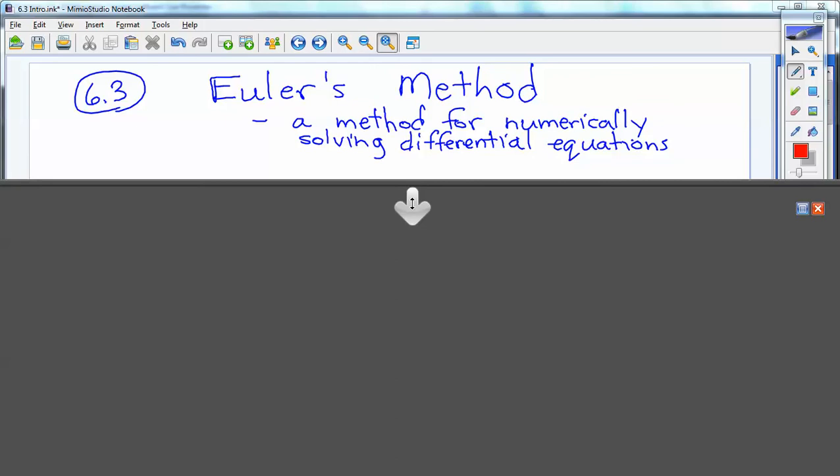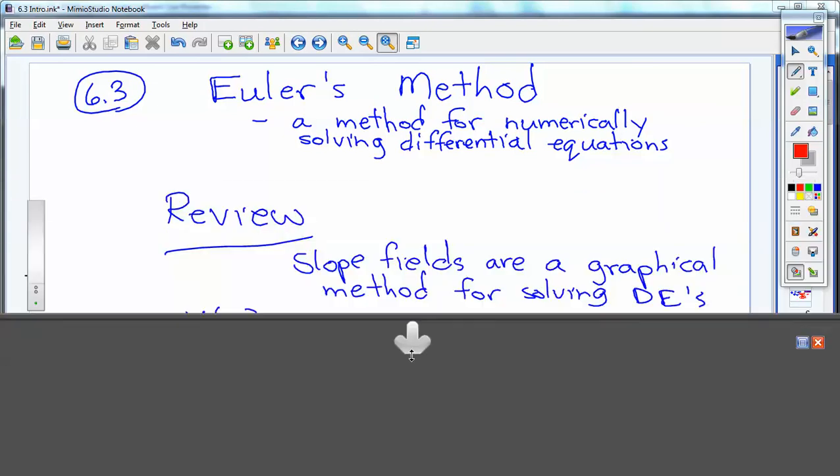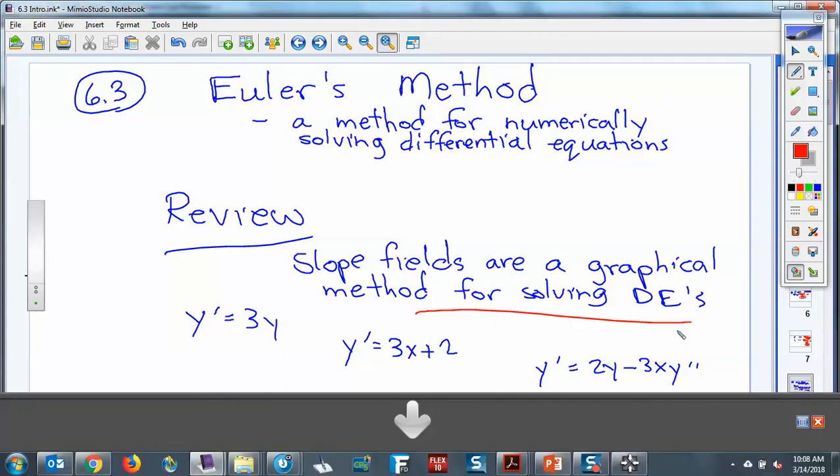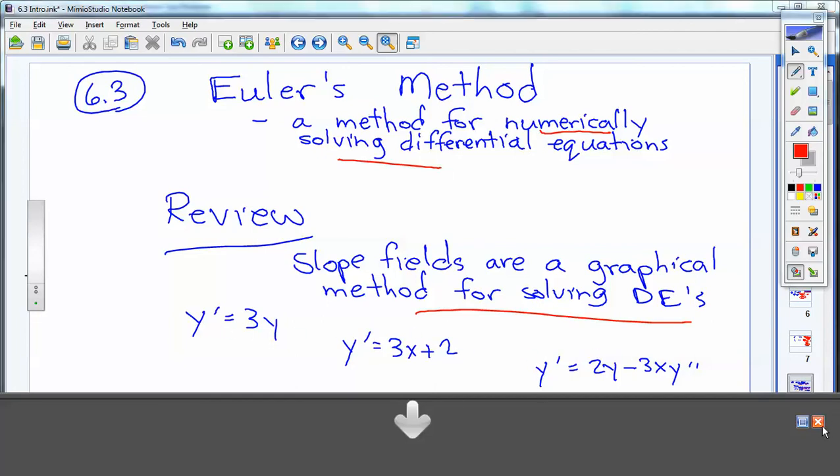So what Euler's method is going to be is a numerical way of estimating the solution. So right there is a connection to what we've been doing. We're estimating, we're approximating the solution. Well, that's what we were doing with areas. So there's a connection right there. All right. So I don't know that you need to write the rest of this down. This is just review. Slope fields were a graphical method for solving differential equations. What we're going to do here is a numerical method for solving differential equations. And here were just a couple of examples of some differential equations, okay?